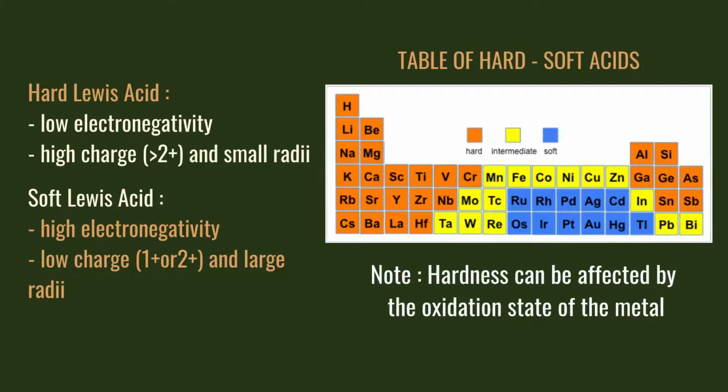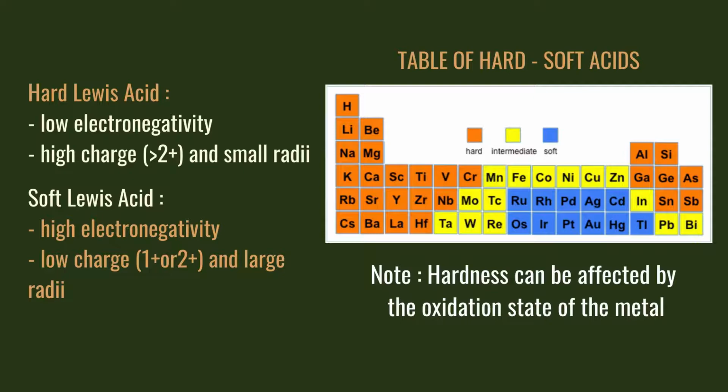And then, as you can see, this is the table of hard and soft acids. The hard acids are colored in orange, the intermediate acids are yellow, and the soft acids are blue. The characteristics of hard and soft Lewis acids can also be seen right here. The hard Lewis acids have low electronegativity, with a high charge above 2+ and small radii. The soft Lewis acids have high electronegativity, low charge, +1 or 2+, and large radii.